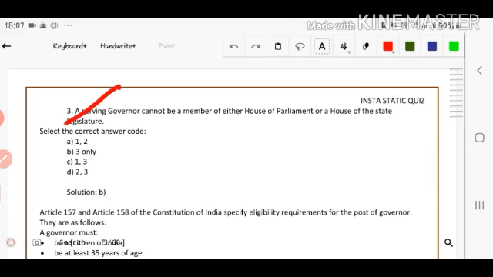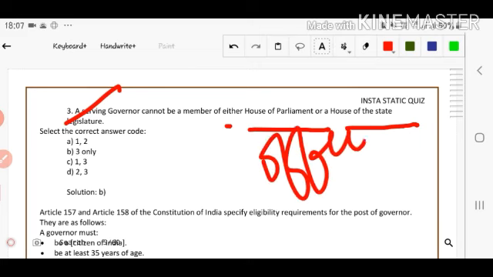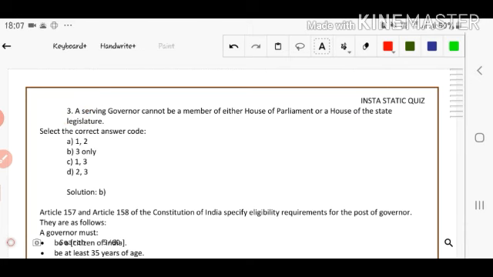Number third, a serving governor cannot be a member of either house of parliament or a house of the state legislature. Yes, because it is an office of profit. He should not hold any office of profit in the central government or the state government. Yes, that is right. Which of the following are correct? That is the condition also, and that is also given in the constitution, right? We are asking, the answer is B, only the third is correct.